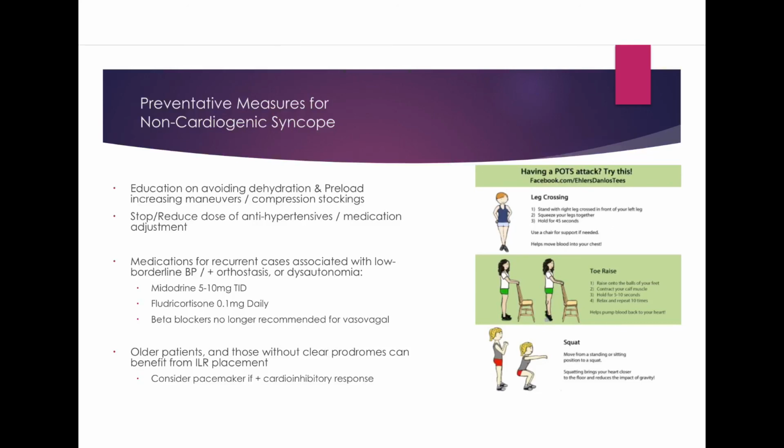Here's an example of a set of instructions offered to patients, specifically in this case with postural orthostatic tachycardia syndrome, but which can also be helpful for patients with vasovagal and other orthostatic forms of syncope to increase their preload. This includes squatting, which would greatly increase the cardiac preload, and leg exercises like the toe raise and leg crossing.